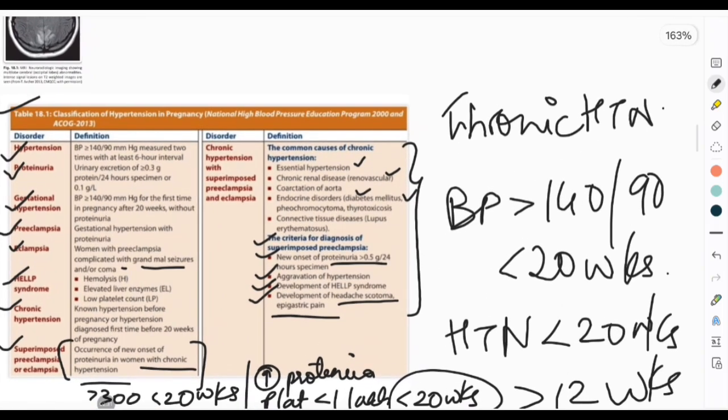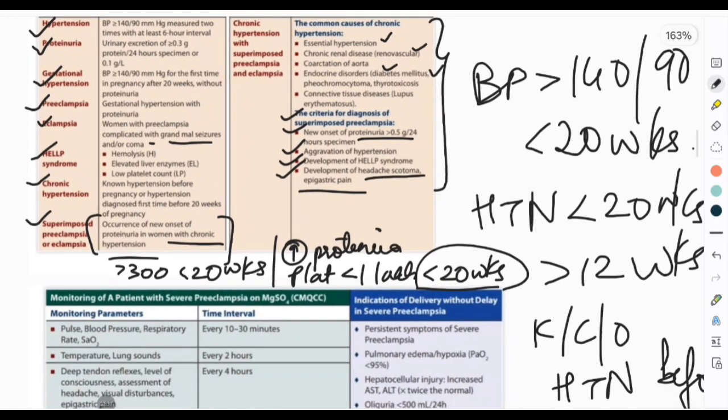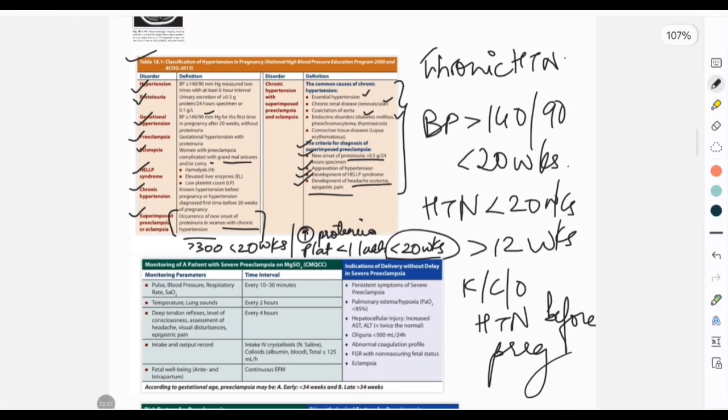Then we move on to the risk factors for preeclampsia. So what is preeclampsia? I will revise it again. Gestational hypertension, that is BP more than 140/90 for the first time in pregnancy after 20 weeks without proteinuria, plus there is proteinuria in preeclampsia. So now we will discuss the risk factors of preeclampsia.